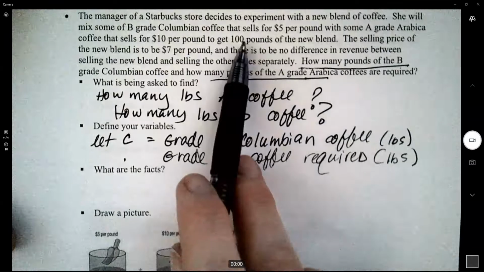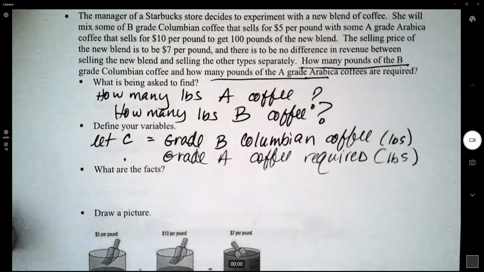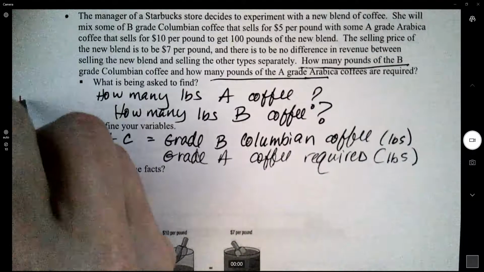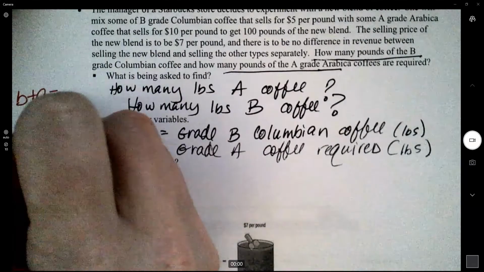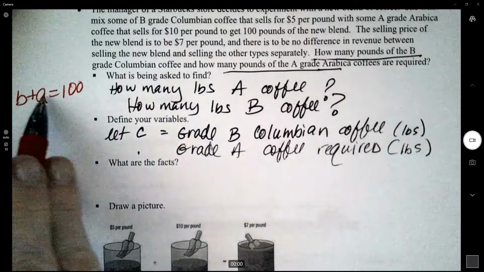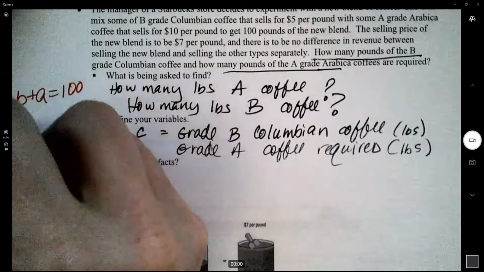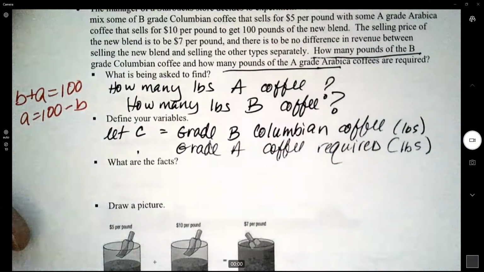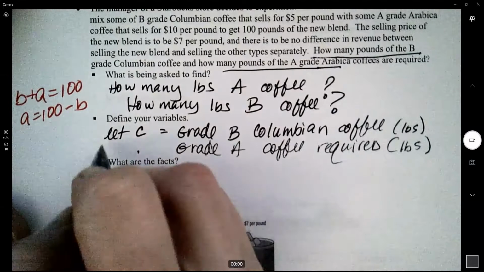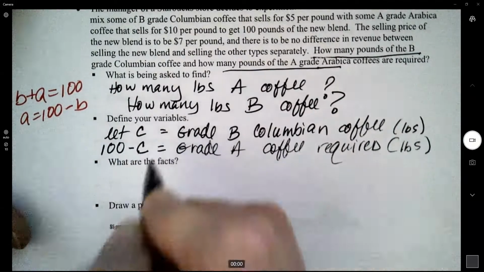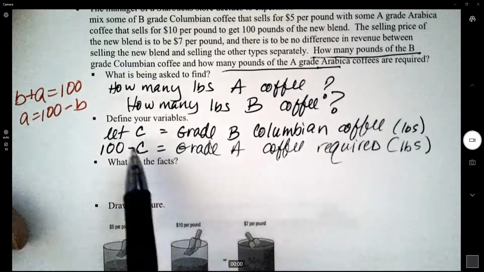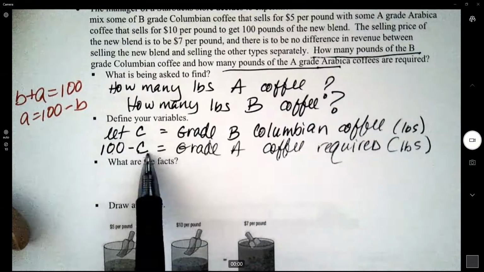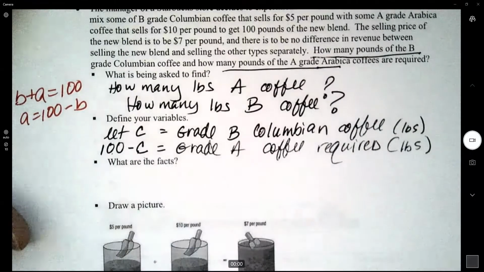Well, we know we want a total of 100 pounds, right? So we know that whatever we use for grade B coffee plus however many pounds from grade A coffee needs to total 100 pounds. So grade A coffee is going to be 100 pounds minus however many pounds we took from grade B coffee. So we're going to let grade A coffee be 100 minus C. C is going to be the pounds of Colombian coffee, and grade A coffee is going to be 100 pounds minus whatever we used here, which makes up the balance.